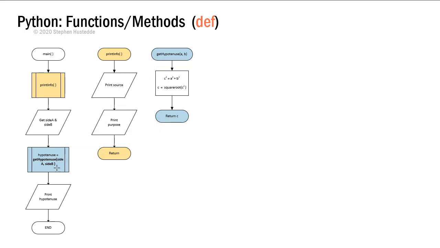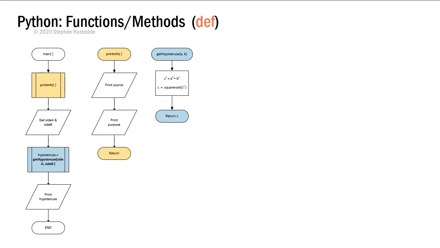So when we return a value from a method, usually we're going to assign that to a variable of some sort, or use it in some other procedure. We continue on with our main code, and we're going to print the hypotenuse, and then we're going to end. So this, of course, is a method.